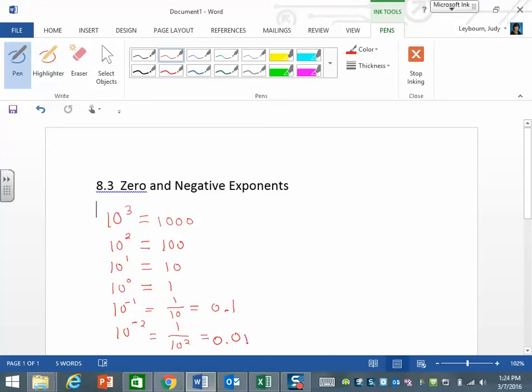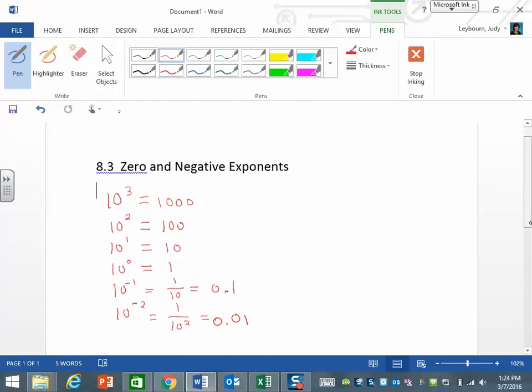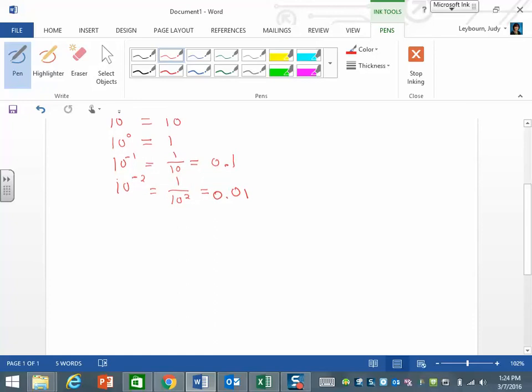There we go. So this would work for any base. It wouldn't have to be 10. It could be base 6, could be base x. It could be anything, except for 0, we don't have 0 to the 0 power. If we have any base to the 0 power, it's defined to be 1.